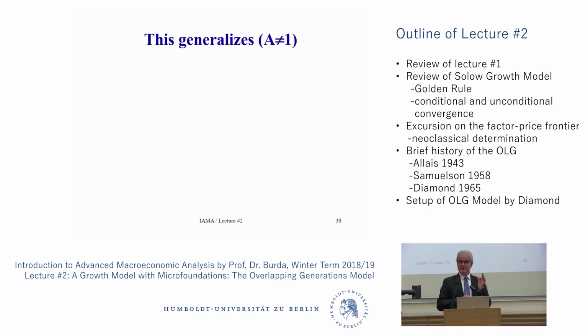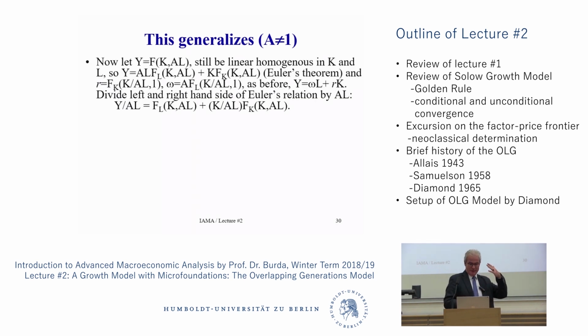This generalizes. If I let A be non-unitary, what happens if A shifts? We all become more productive. Capital becomes more productive, but especially labor becomes more productive. Labor becomes productive because you're multiplying it by A, but capital is more productive because labor is more productive. As long as you have linear homogeneity of the production function, you get the same result. But A will shift the factor price frontier.